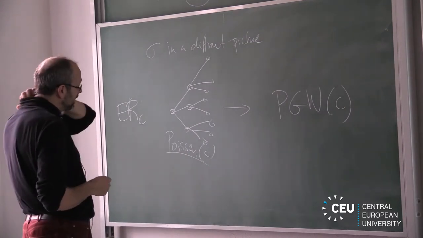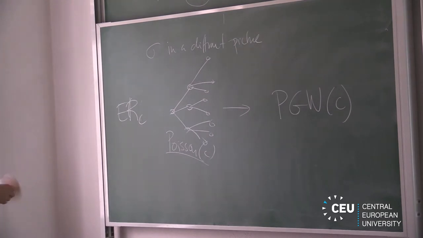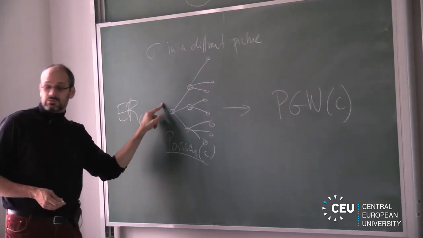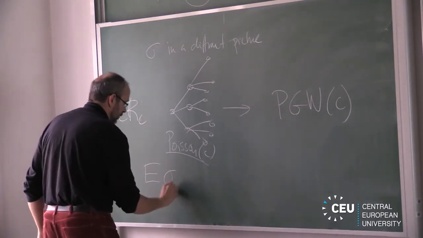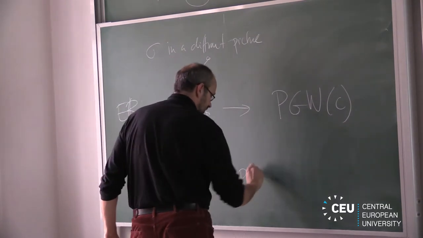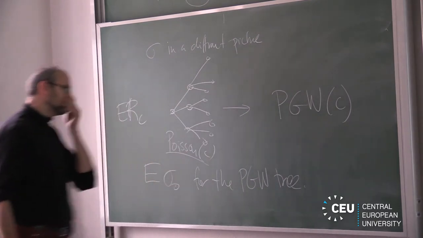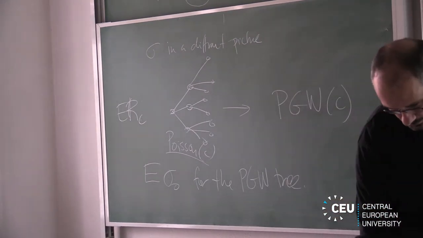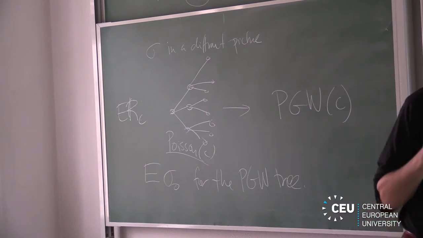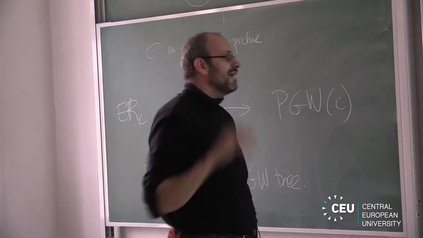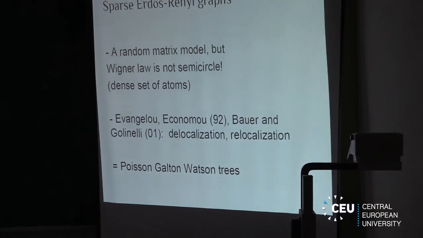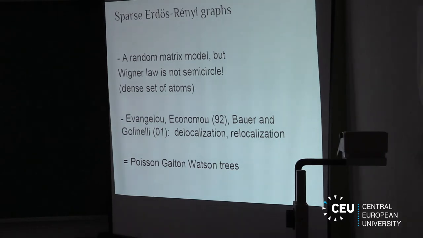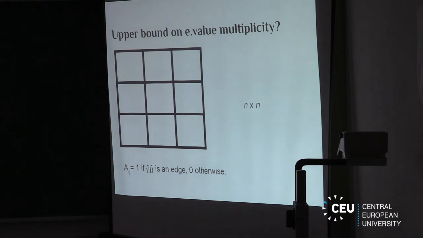And from what I told you before, the analogue of the semicircle law in this case is just the expected spectral measure of this tree at the root. So this is the expected sigma at the root for the Poisson-Galton-Watson tree. This is a nice random tree. I told you about this model, the sparse Erdős-Rényi graphs. It's a random matrix model where you don't have a semicircle, but you have the same idea as the Wigner law. There is some limiting distribution, it's just not a semicircle. People have studied this in the physics literature, and they look like Poisson-Galton-Watson trees. So this is all I wanted to say about the story.